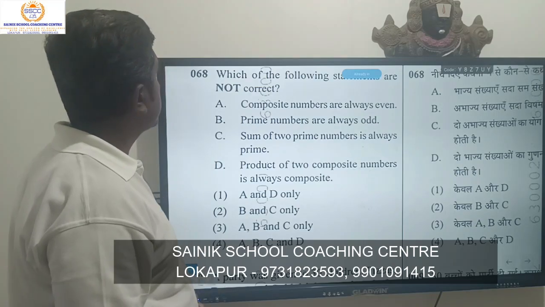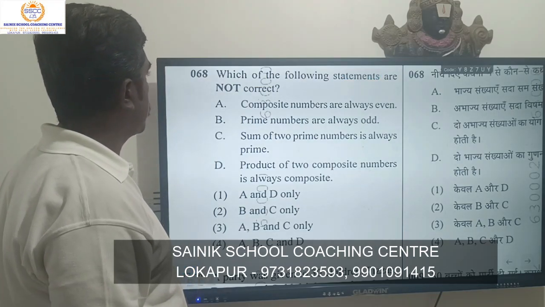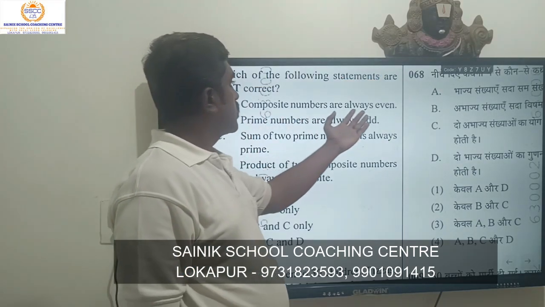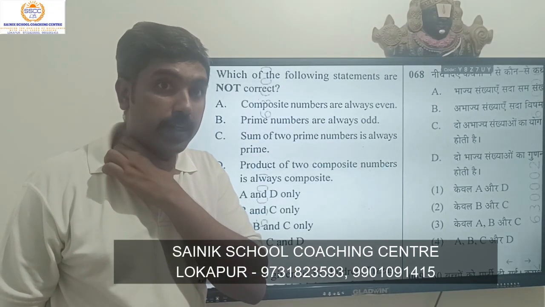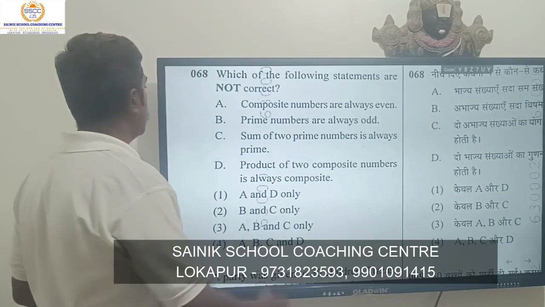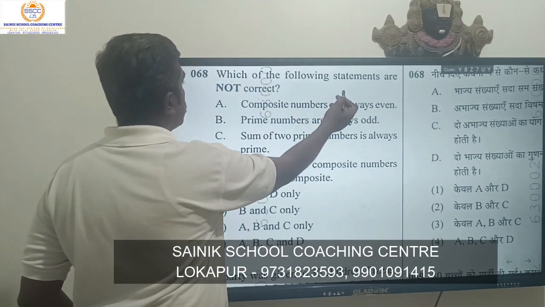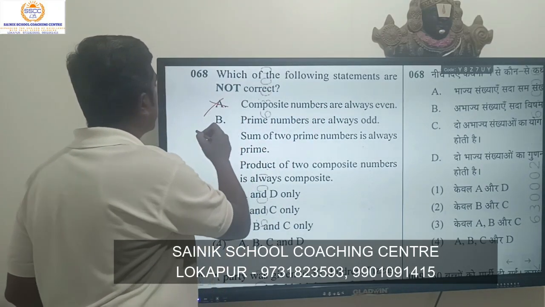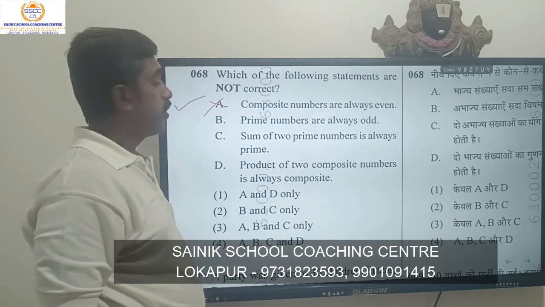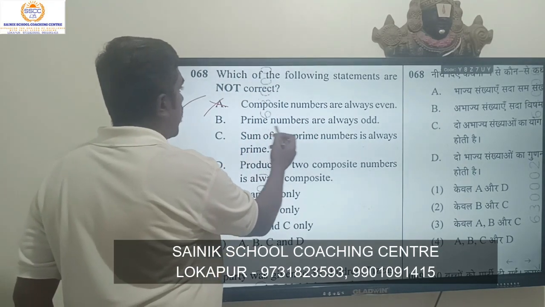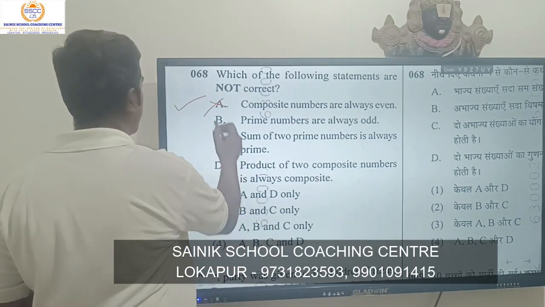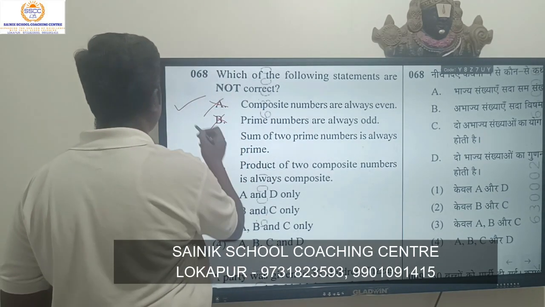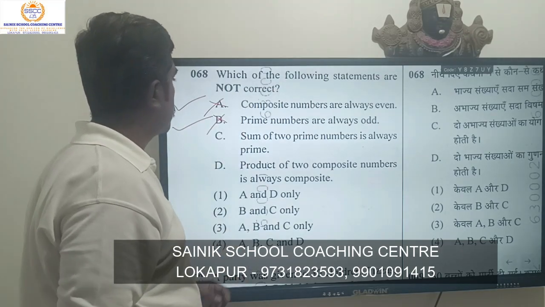Which of the following statements are not correct? Composite numbers are always even, that is false. 15 is a composite number and it is not even. So this is not correct. Yes, this is not correct. Next one: prime numbers are always odd. 2 is the only even prime. So the statement is wrong, and our answer, this is also right.